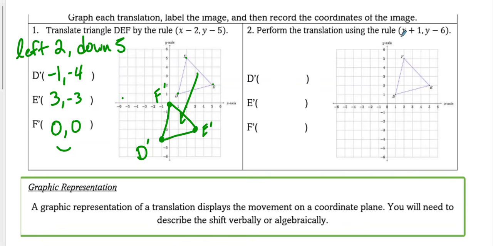All right, same kind of thing. I want to translate this into words, just so I know what that's saying. X plus 1 says go to the right 1. The x-coordinate is left and right. I'm adding, so that means I go to the right. Y minus 6, that means I'm going down 6.